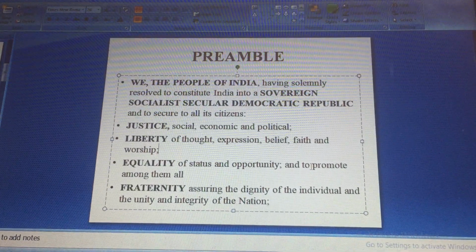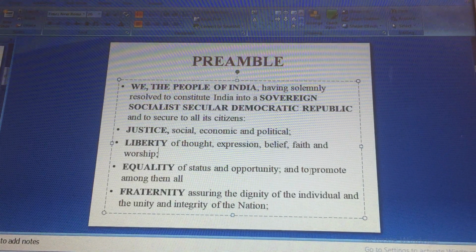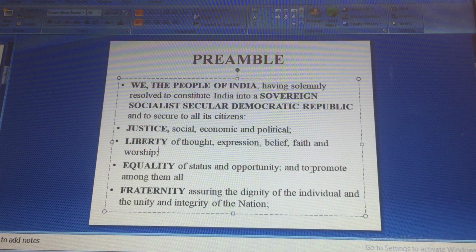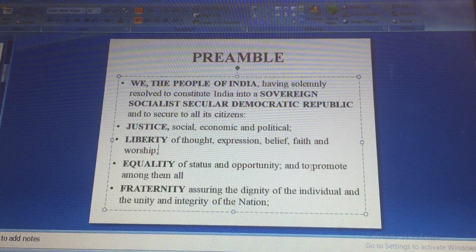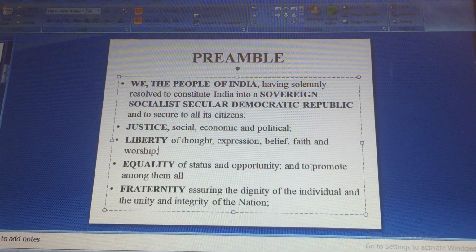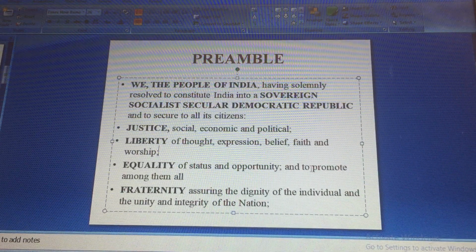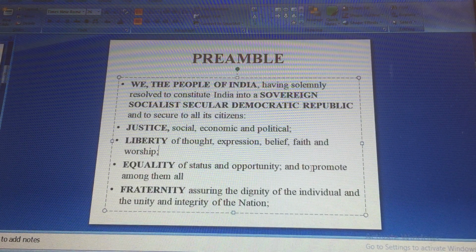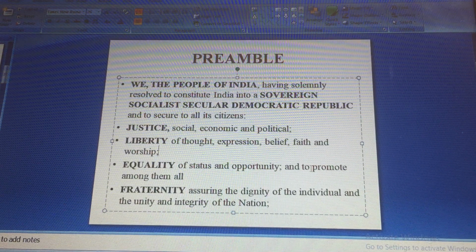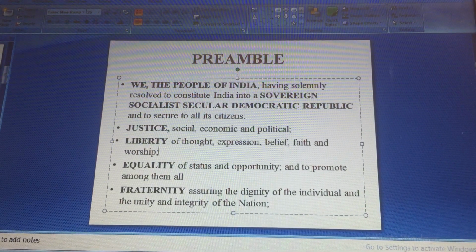Equality of status and opportunity, and to promote it among all. So our main objective is equality. You must have studied this in grade 7 as well. Everybody should have equality. And fraternity: assuring the dignity of the individual and the unity and integrity of the nation. So fraternity is a form of dignity of the individual. Every individual's dignity would be preserved, along with the unity and integrity of the nation.